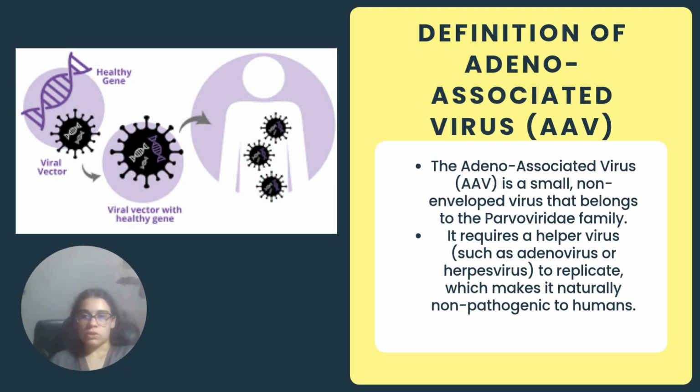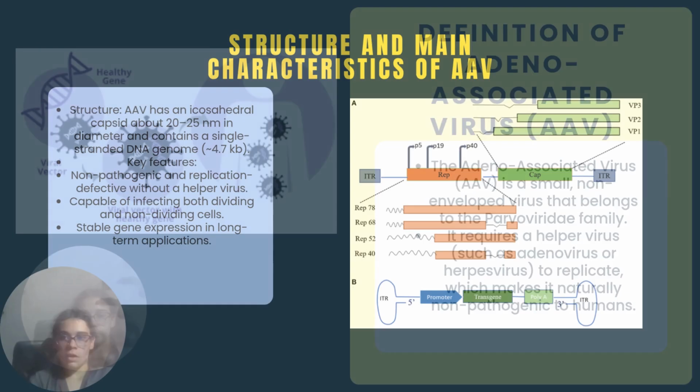The adeno-associated virus, or AAV, is one of the most widely used viral vectors in gene therapy. It is a small, non-enveloped virus from the parvovirus family. AAV cannot reproduce on its own. It needs a helper virus such as adenovirus or herpes virus, which makes it non-pathogenic and very safe for humans.